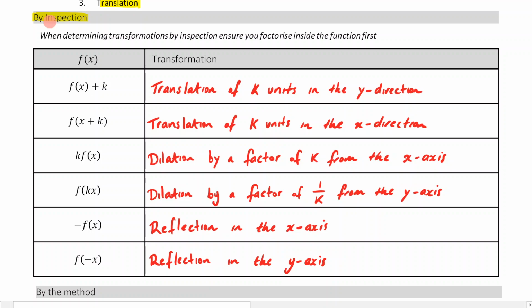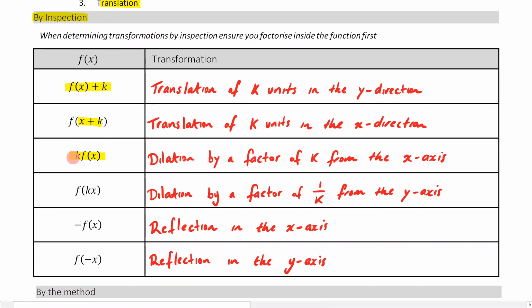In order to do this, we need to know a few things. First things first, if we have a function plus k, so plus a number, we know it's going to be a translation of k units in the y direction. So that means it's moving it up or down. If we have x plus a number, then we know it's going to be a translation of k units in the x direction. So that's moving it left or right. And remember, this is where we have to be careful. If it's positive, that means it's moving in the negative direction, and if it's negative, it means it's moving in the positive direction.